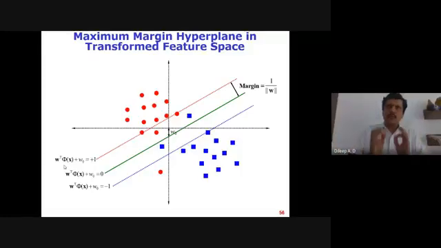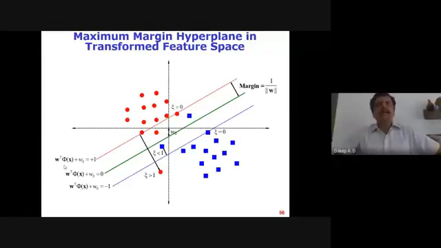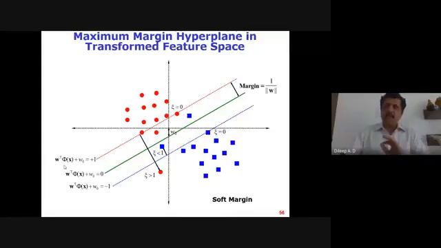Just assume that I know the transformation. I have transformed all my training examples to that higher dimensional feature space. In that higher dimensional feature space, since it satisfies Cover's theorem, the data is more linearly separable. Now I can apply the same technique in the transformed space. That means in the transformed space, I will be obtaining this soft margin with respect to the optimal separating hyperplane in the transformed feature space.